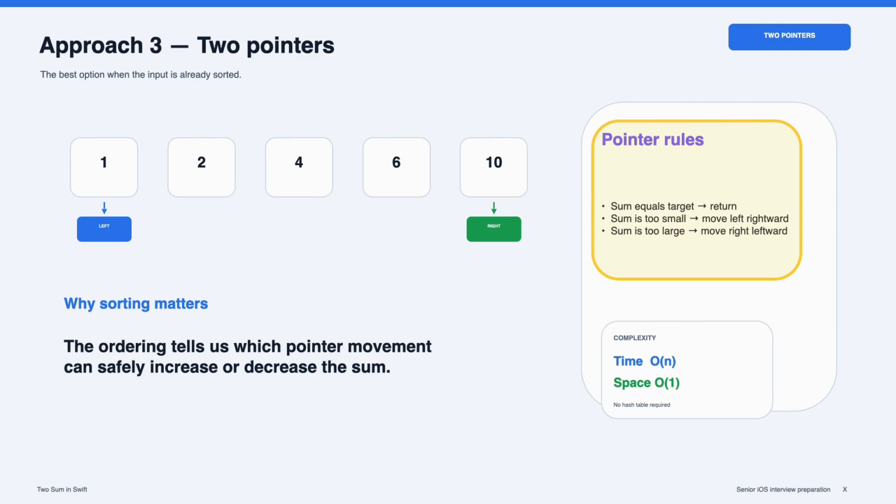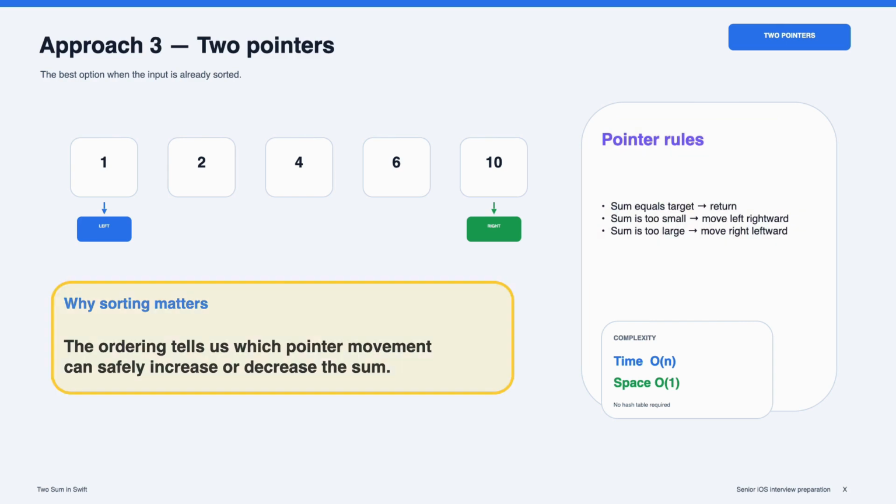Why does sorting matter? The two-pointer approach works because the values are ordered. When the sum is too small, we know that moving the left pointer rightward will increase the sum. When the sum is too large, we know that moving the right pointer leftward will decrease the sum. Without sorting, moving a pointer would not reliably tell us whether the next value will be larger or smaller. That means the two-pointer decision would not be safe on an unsorted array.